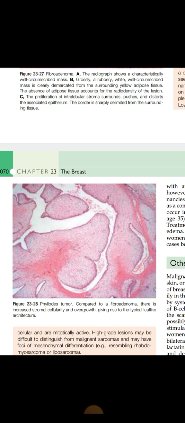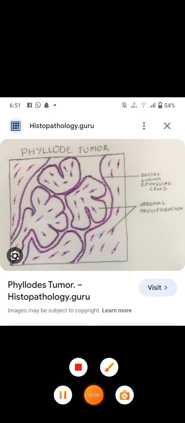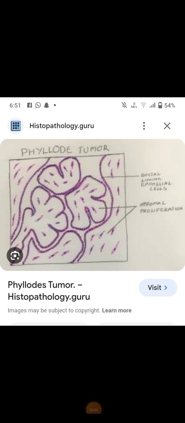Its malignant counterpart can look just like a liposarcoma or rhabdomyosarcoma. I hope this will be clear to you people. If you want to know the basic difference from fibroadenoma, you have to watch my previous video. Thank you very much.